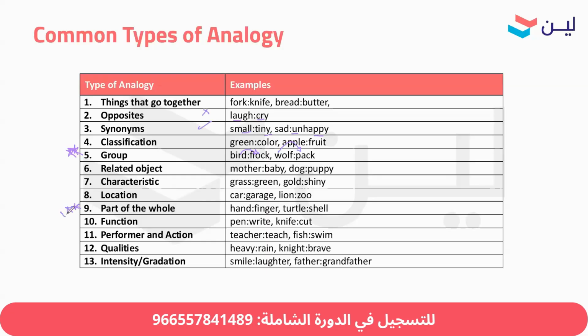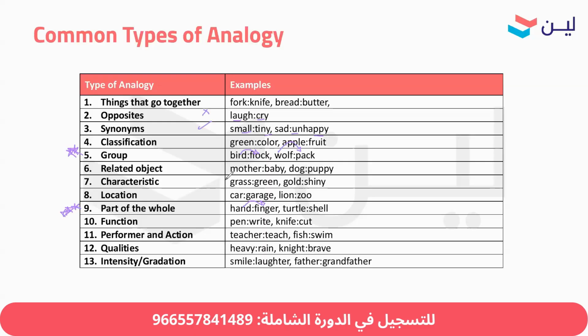Part of whole. And this is a very important type of analogy; in every GAT test you will have part of the whole. Familiarize yourself with these types of analogies, like hand to finger. This is part of it. The function: pen is to write. We use the pen to write.